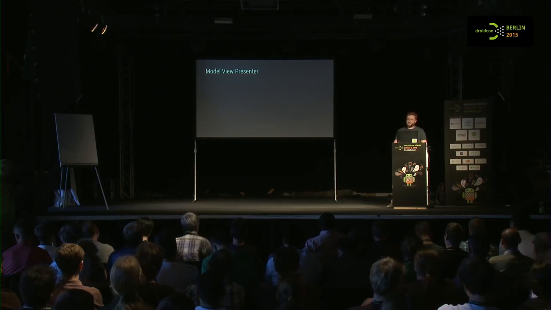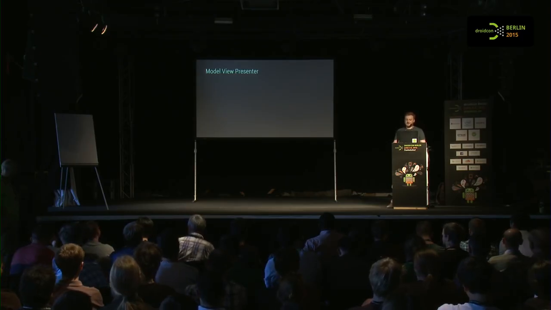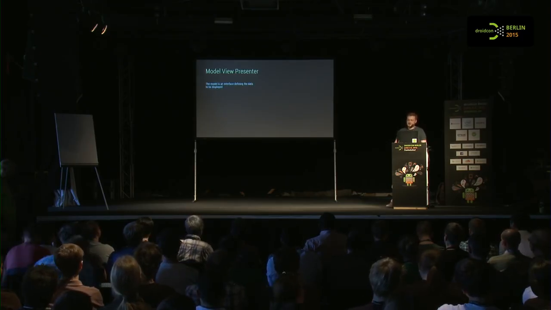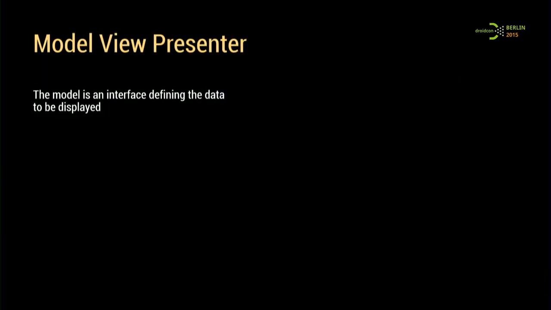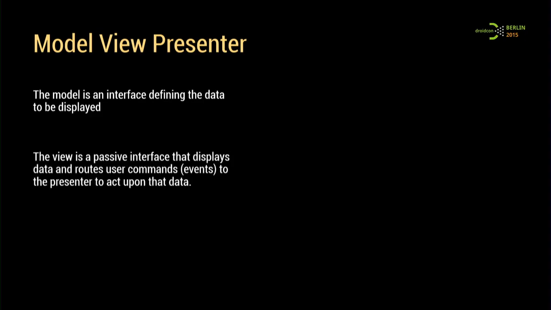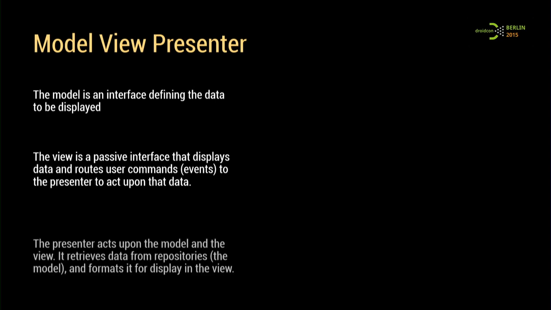So first I will talk a little bit about Model-View-Presenter. In Model-View-Presenter we can distinguish three components: model, presenter, and view. The model is the interface which is defining the data to be displayed. The view is only the passive view, so it shouldn't have any logic. It should only send events to the presenter or set or display the data. And the whole logic for displaying this view should be in the presenter.